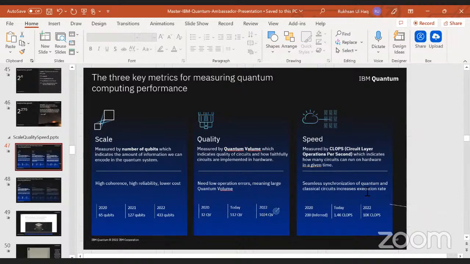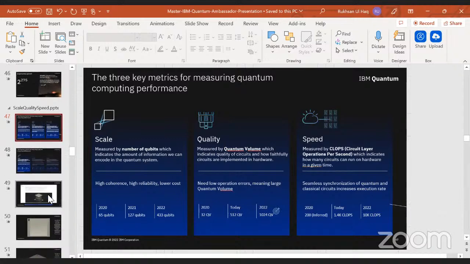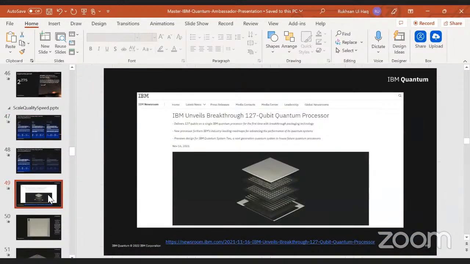Similarly, speed: you think of speed in flops on a classical computer, floating point operations which you do on supercomputers. Similarly, on a quantum computer we have something similar, which is called circuit layer operations per second. It's like how many circuits we are running per second. In that also you can see there is some progress, and we would like to increase the speed as well. Okay, and then I don't want to get into the details of what is happening.